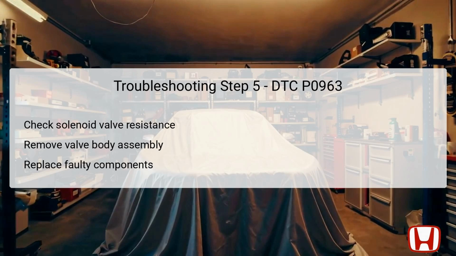If the resistance meets these parameters, the solenoid is considered functional, and the next step will be to replace the solenoid wire harness for addressing the DTC. Conversely, if the resistance does not fall within the specified range, it indicates a faulty solenoid valve. In this case, replacing the valve body assembly will rectify the issue.